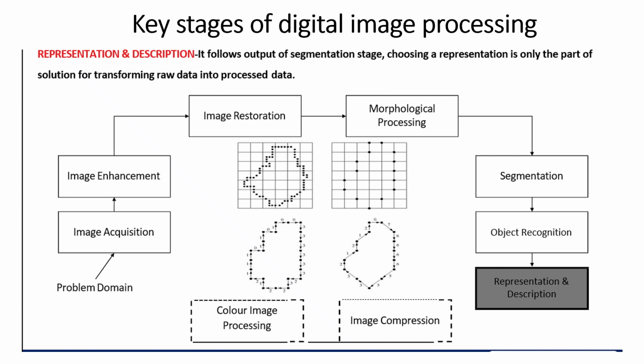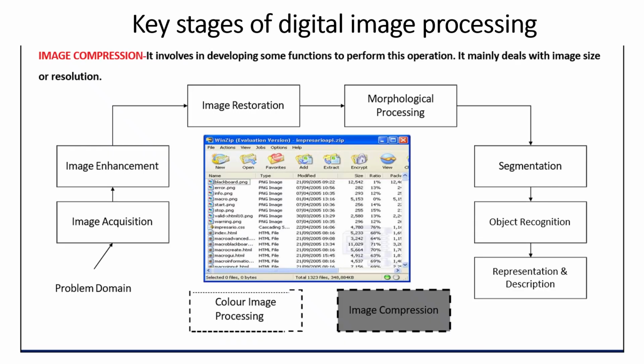Color image processing and image compression are optional cases. Sometimes we need to use the color image processing block, and sometimes we have to use the image compression block. The image compression block is used when we want to send the image in a compressed form. When we want to save storage space, we compress and send the image. In those cases, we will be using the image compression block.